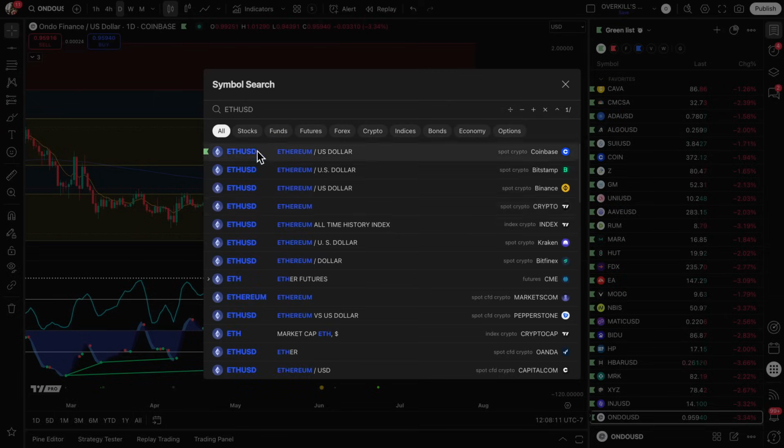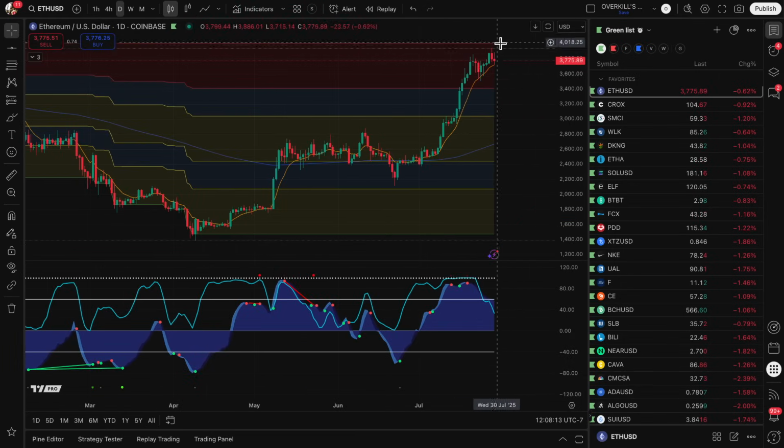Ethereum, we kind of covered this here at the beginning, but it is in the red zone. So I sold my position because I had option contracts, and with option contracts, time works against you.